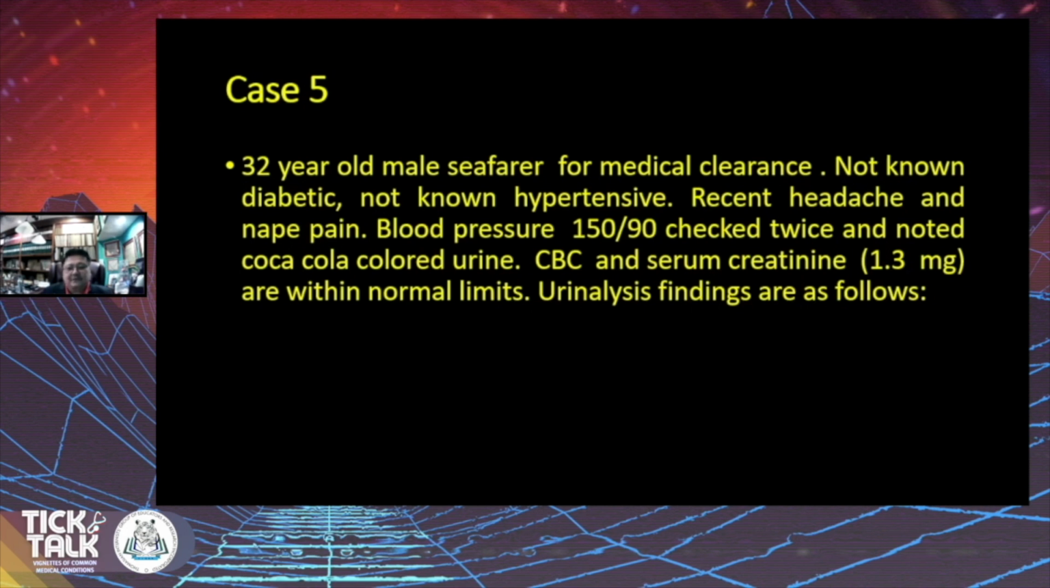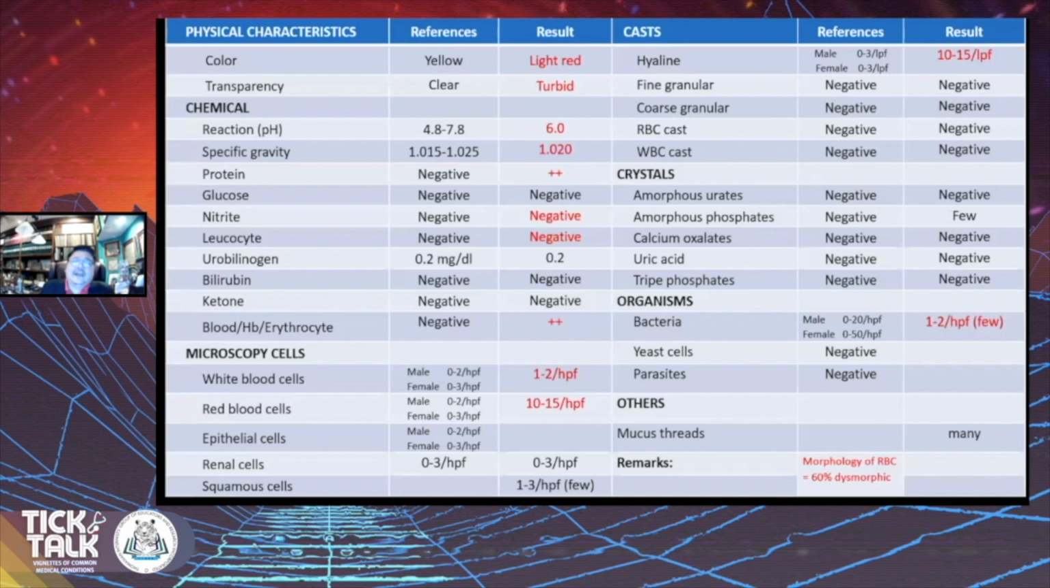No? Parang Coke. Then CBC and serum creatinine were a little bit on the high side, but still within normal limits. These are the urinalysis findings. It is light red, turbid, a little bit alkaline, dehydrated, negative nitrite and leukocyte. The red blood cell is 10 to 15. In males, actually, we're much stricter than in females. And the morphology of the RBC is 60% dysmorphic, meaning it is not isomorphic as we have seen before. And there's hyaline cast, and bacteria is minimal.